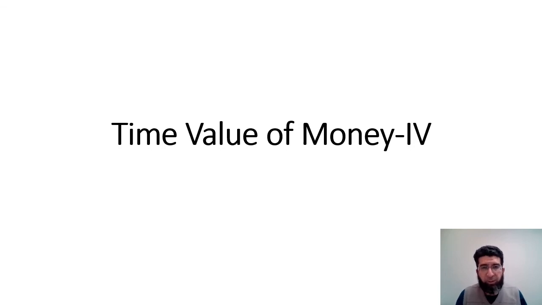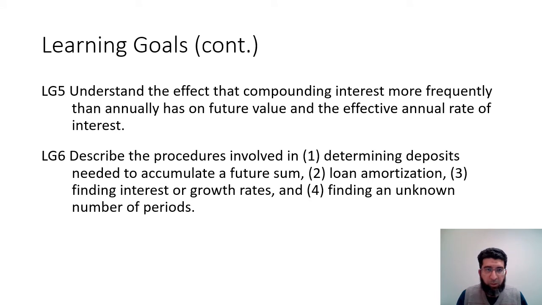Hello, this is the final part of the time value of money. We'll go through the following learning goals. The first one is to understand the effect that compounding interest more frequently than annually has on future value, which is basically called the effective annual rate of interest. We look into compounding and the effective annual rate, and how to compute it.